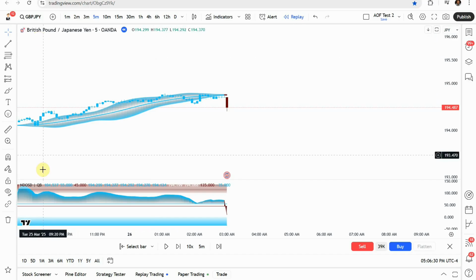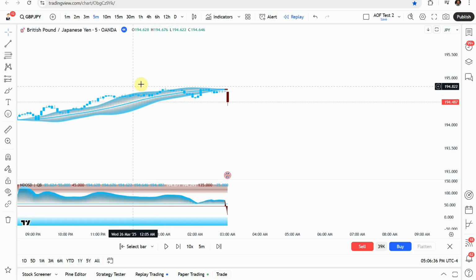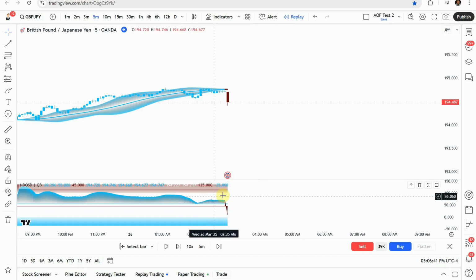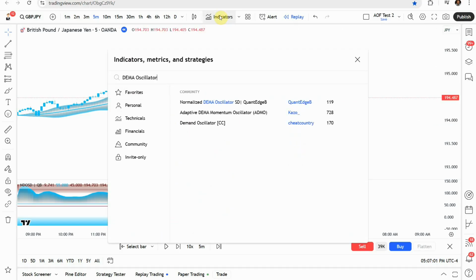Now this indicator is just a single indicator, the strategy that we have. It actually creates an overlay on price action and creates this kind of window down here. Since the strategy of how we're going to use this is so simple, we will put this under the indicator testing instead of the strategy testing on the spreadsheet. The indicator we have on screen is the normalized DEMA oscillator SD, this one right here.